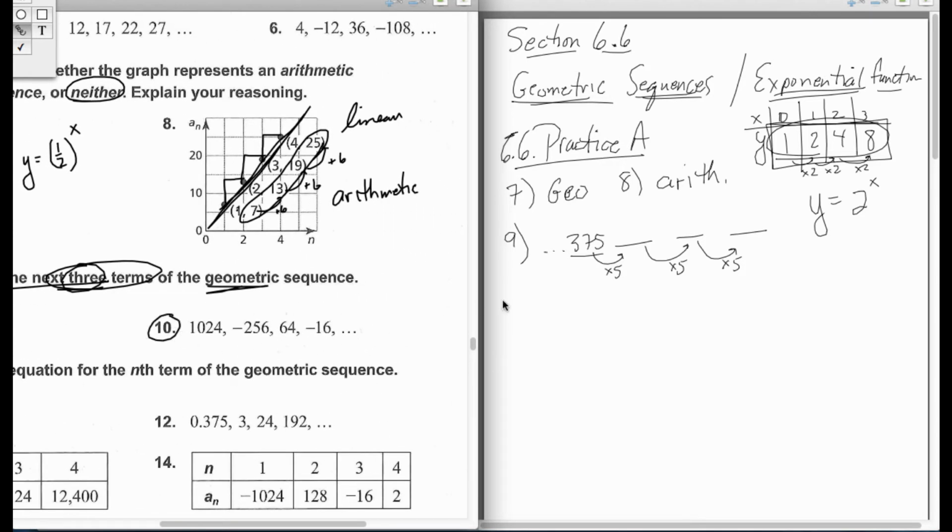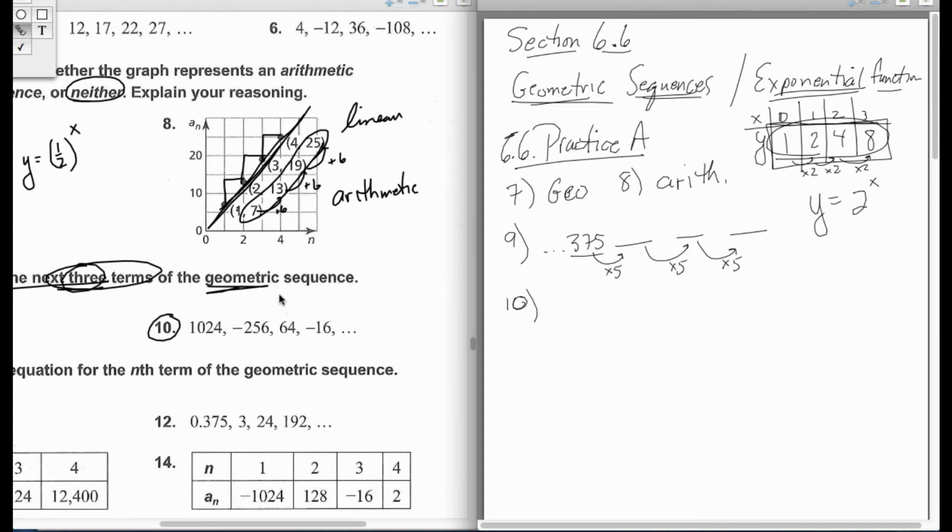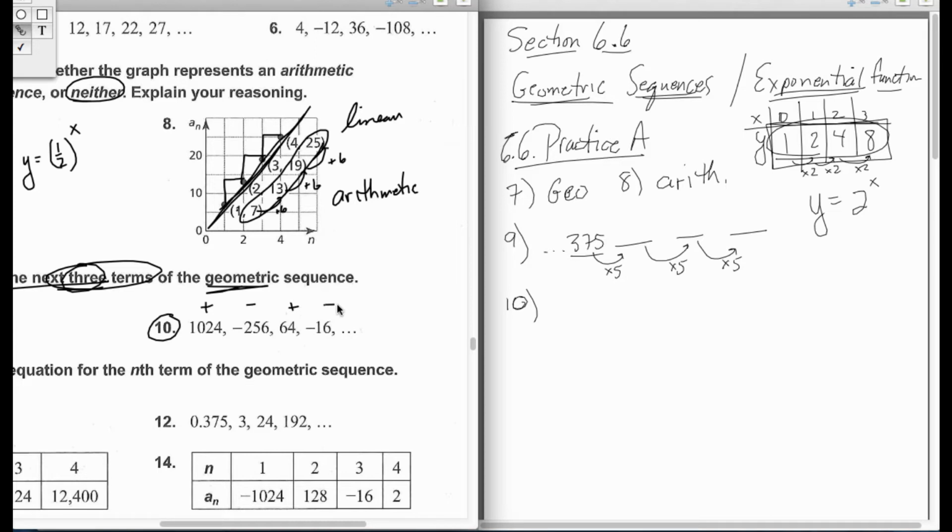Number 10, again, we are trying to find the next 3 terms in the sequence. As soon as you see that the numbers are changing signs, going from positive to negative, you know that your common ratio has to be negative in order to switch the signs. And you'll notice that the numbers are decreasing. That means you're going to multiply by a number less than 1. The magnitude is less than 1.